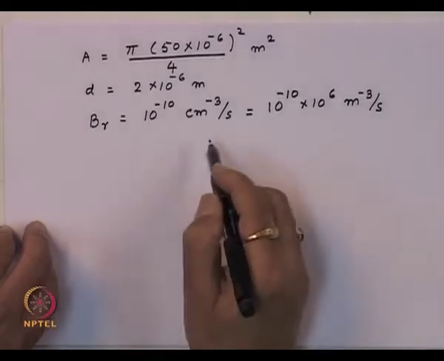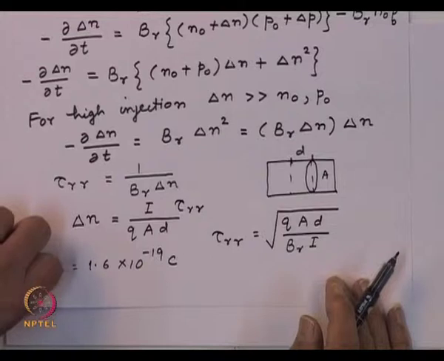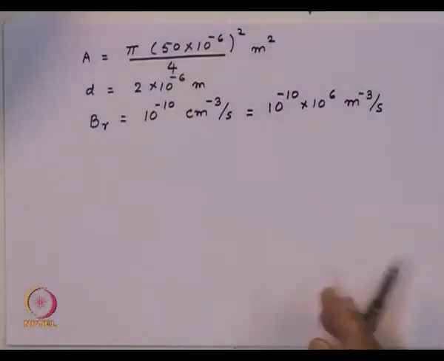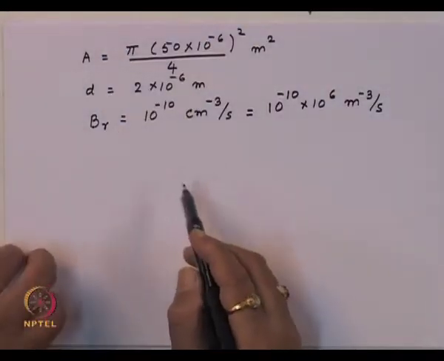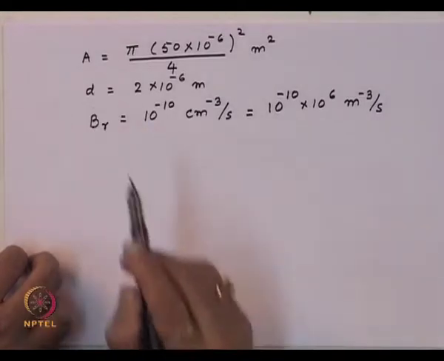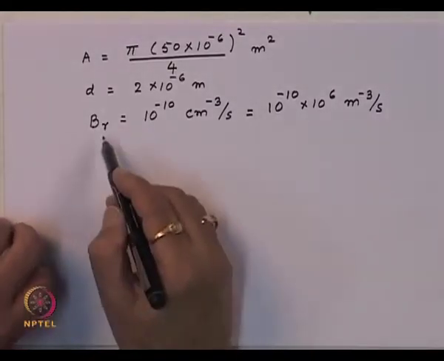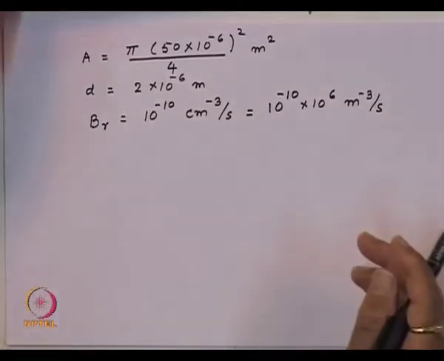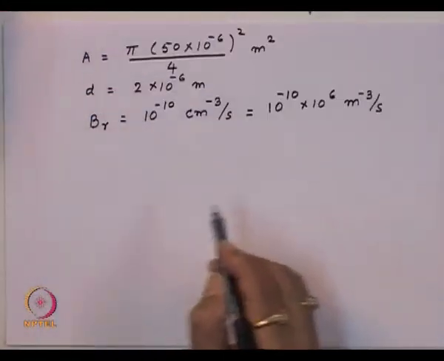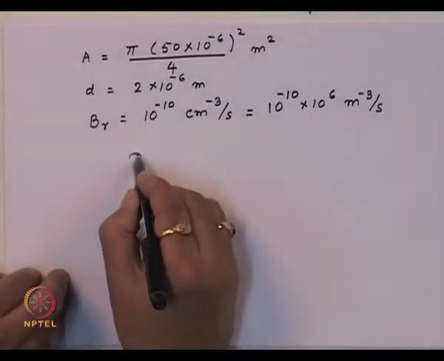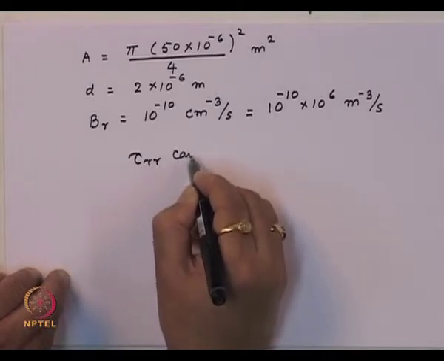So, now we know all the quantities in this expression. We know q, we know the area of cross section, we know the diameter, we know the thickness of the active region, we know the recombination constant. So, from here then we can calculate this value of tau rr. So, tau rr can be calculated.